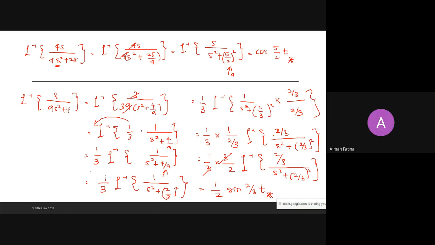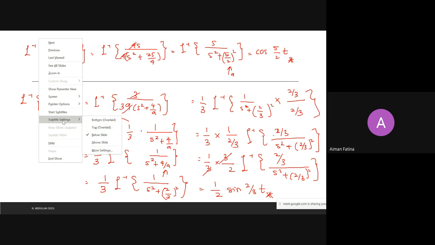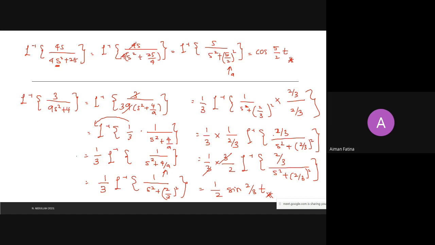Start 4A tu dia jadi 2/3. Itu 4A ke 4/9 madam? 4/9. Okay, tak apa, dah faham. Saya ingat A. 4/9. Bukan 4/9. Okay. So this one is 9, bukan A.